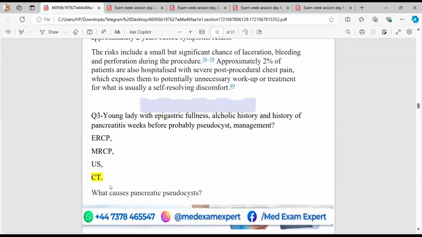So if they're asking investigation, according to this explanation, it is clearly mentioned that we confirm the pseudocyst with CT if the patient has the complication of pancreatitis.